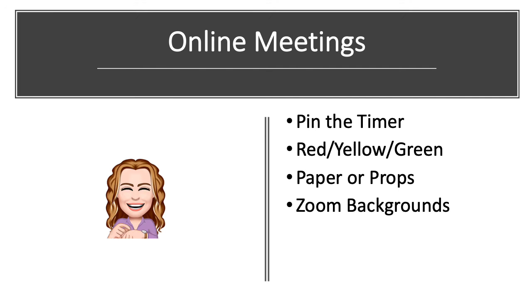Speaking of online meetings, here are a few tips to help you out. First, consider adding a sentence or two to the explanation of your role to clarify how to pin the timer on a speaker's screen. This way they'll be able to see the timing cues during their presentation. The standard colors for timers to use are red, yellow, and green. In most cases, the colors are enough.